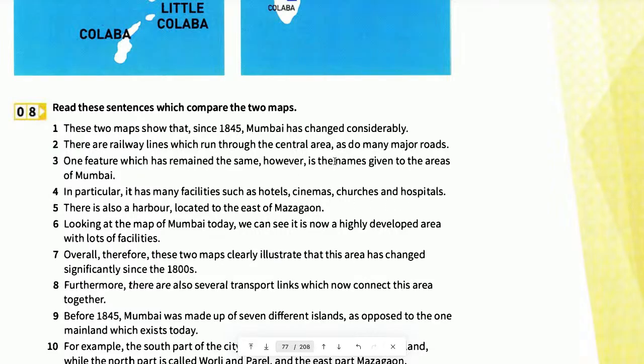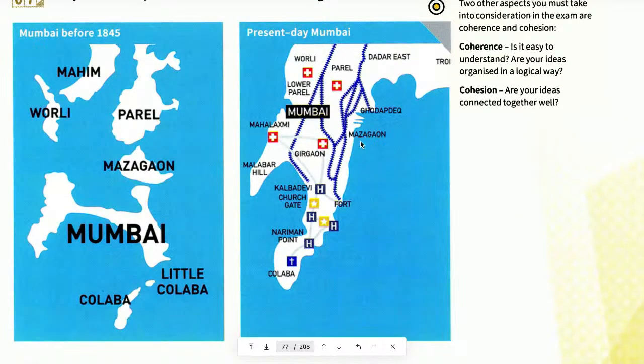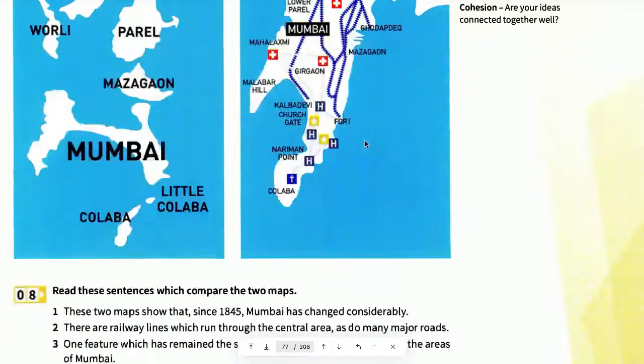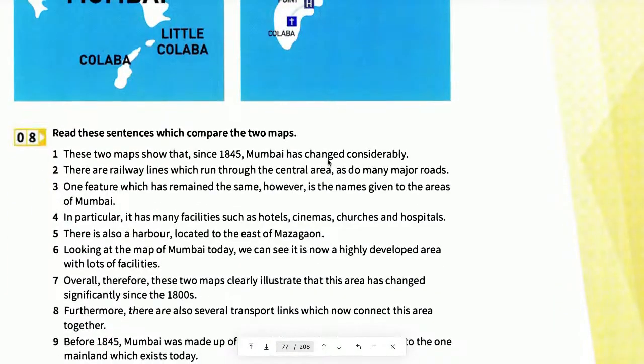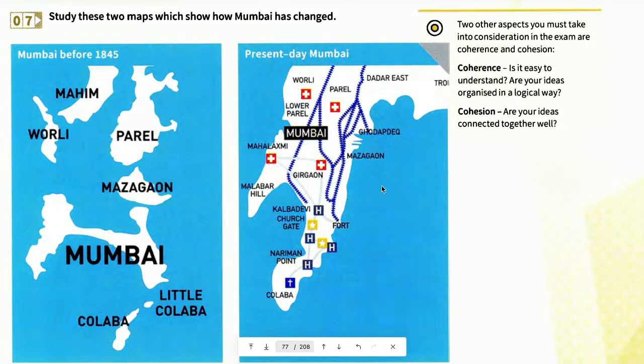5. There is also a harbor located to the east of Mazagon. You see, they say located to the east of Mazagon. First of all, do you know the east? So you need to look at the east, not the south, the north, or the west. The east. And also, the east of Mazagon. You need to search for Mazagon, and the east of Mazagon. And then you will see a harbor. Oh, I can see a harbor. Show me Mazagon, where that is. Yeah, so the harbor is here.